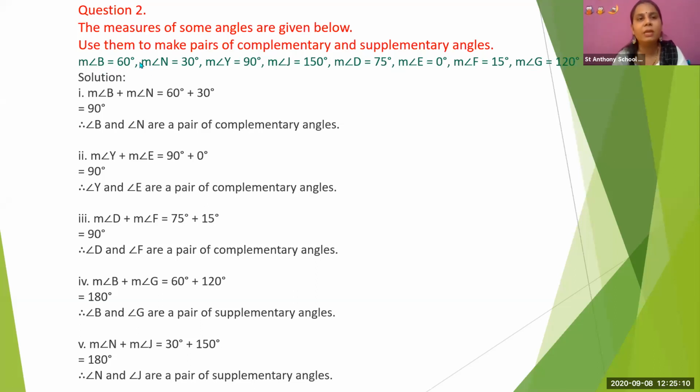Which angle should be added to this 60 degree so that our answer is 90 or 180 degree? So this measure of angle B, if we add this measure of angle N to angle B, so 60 plus 30 equal to 90 degree, right? So measure of angle B and angle N are a pair of complementary angles.